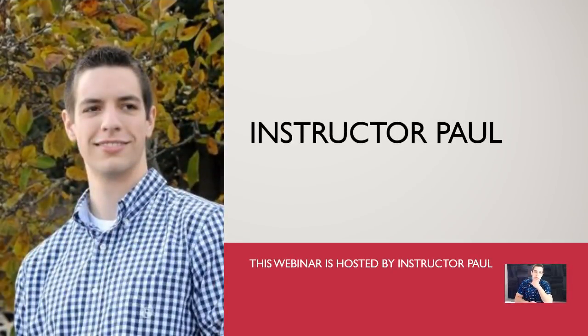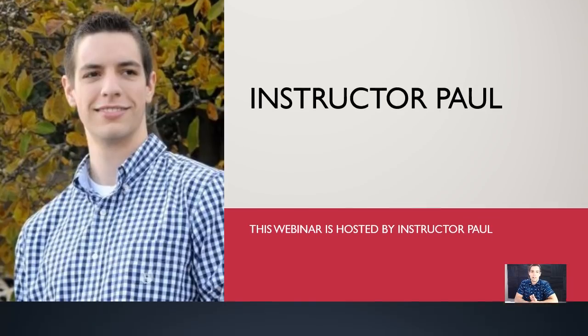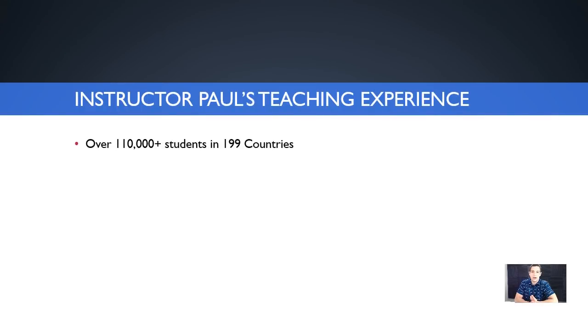I should talk about myself. That's an old picture of me, probably 4 or 5 years old. My name's Instructor Paul. I'm an instructor to now over 110,000 students in over 199 countries. I really want to hit the 200 countries mark, but I just haven't got there yet. I've been stuck at 199 for a couple months.